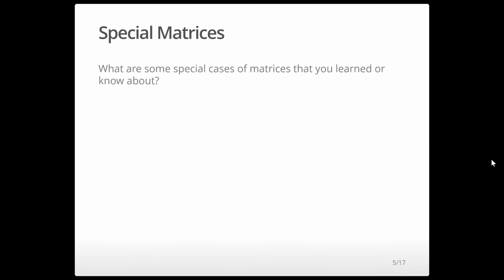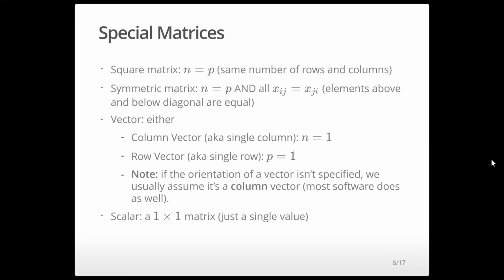So there are a bunch of special matrices, and let's review some of the ones that you've learned. So there's a square matrix, and a square matrix has the same number of rows and columns. There's a symmetric matrix, which is a square matrix that is also symmetrical above and below the diagonal. So you can write this as xij equals xji.